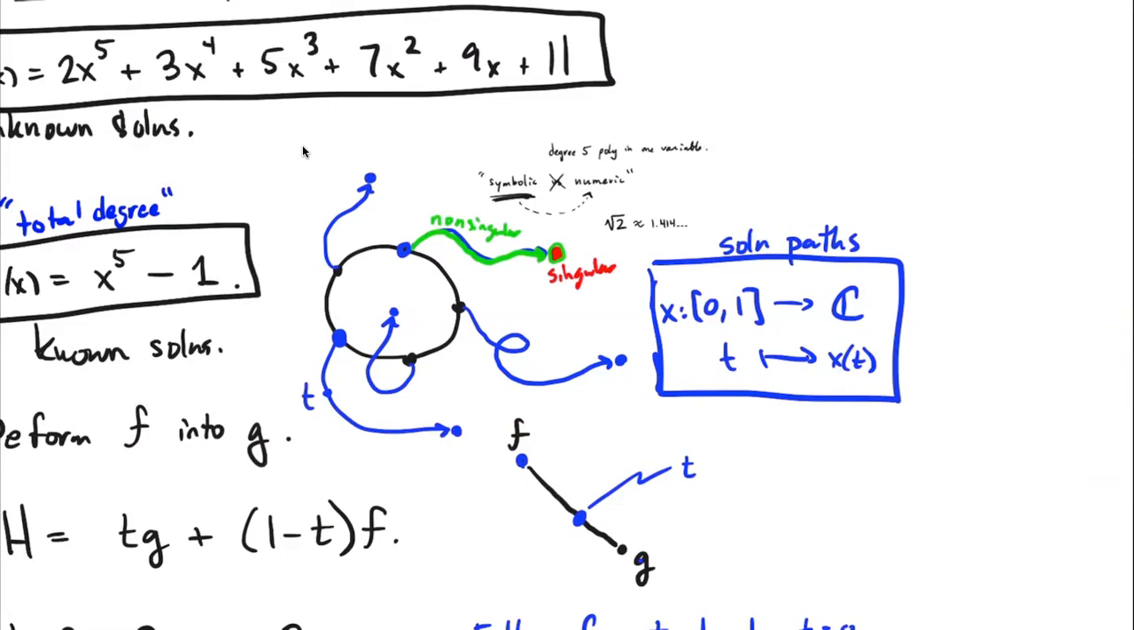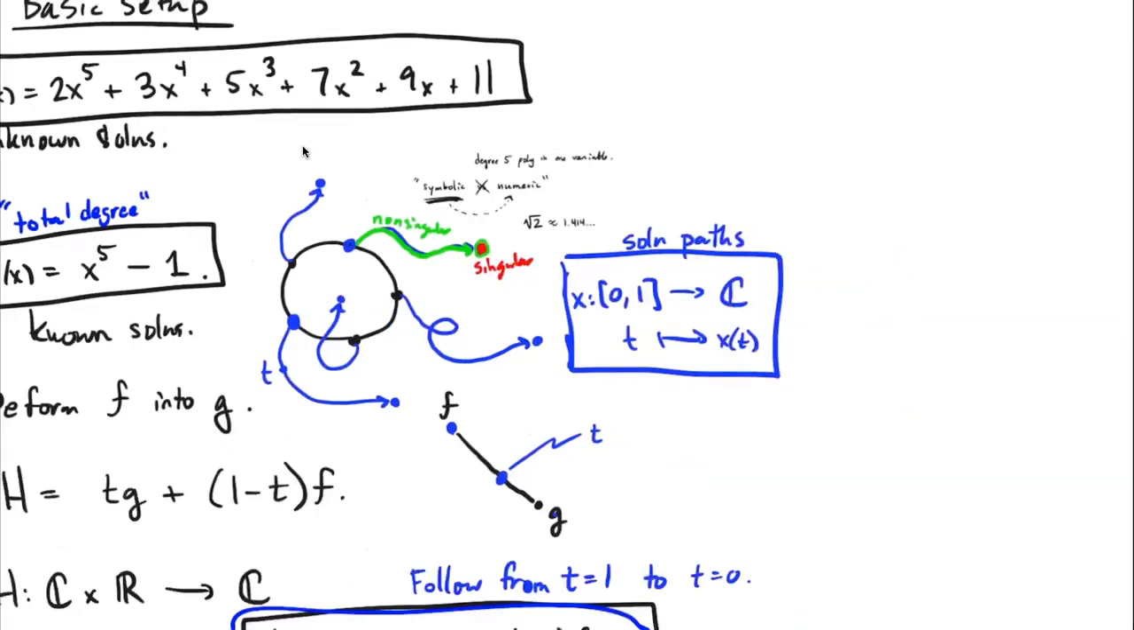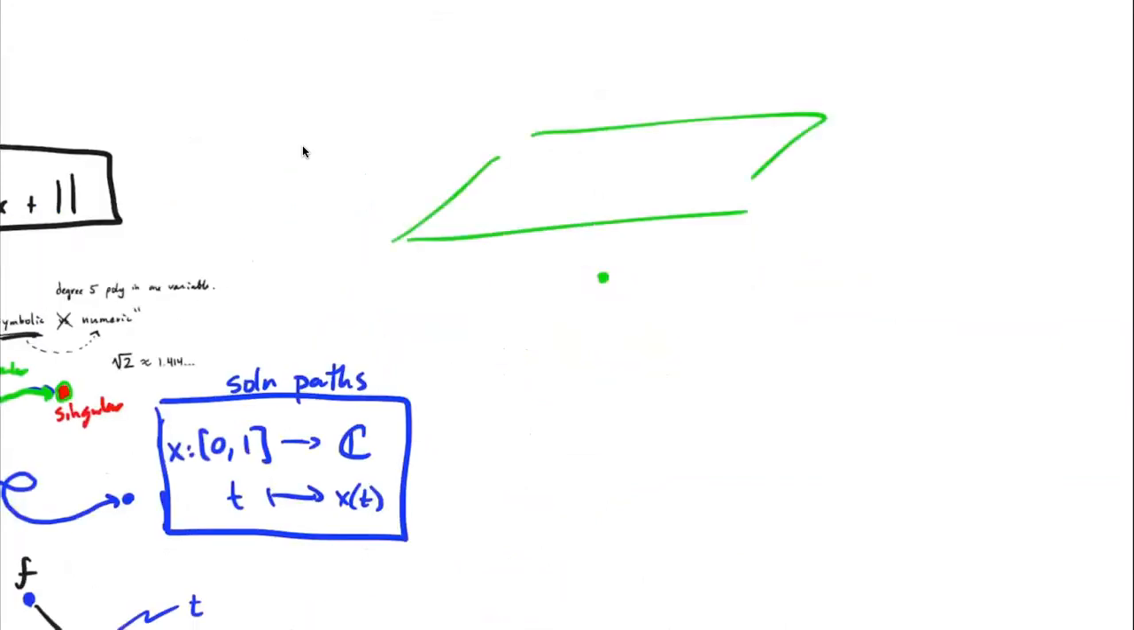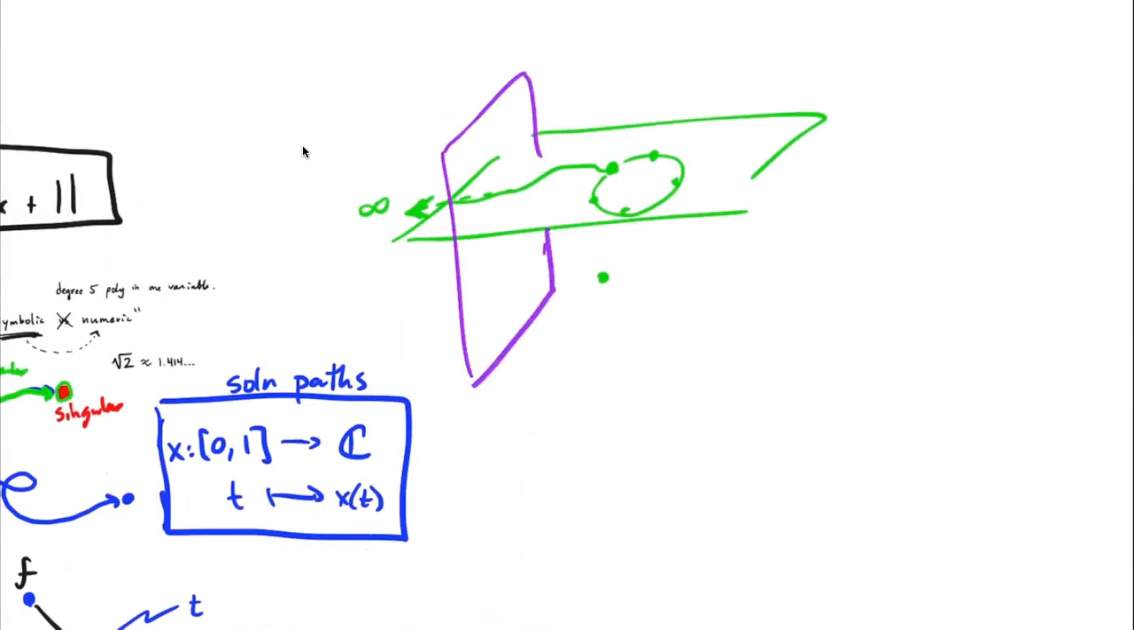Now, the other thing that can happen is that the endpoint goes off to infinity, but then we realize that our whole picture was actually in projective space. If that solution path was moving, here's one of our start solutions, and it goes off to infinity. But really what we can do is just choose a different affine chart, make a change of coordinates, and we'll find a finite solution.